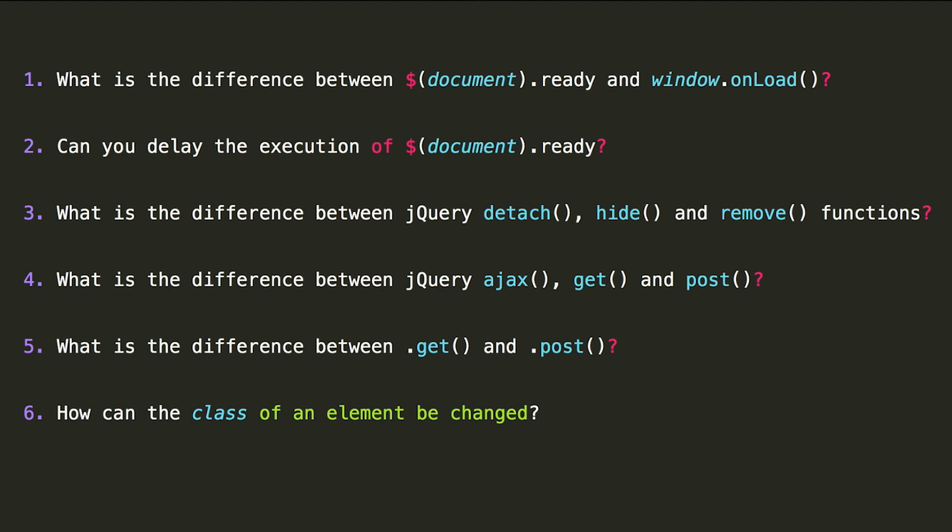You give it the name of a class. If the element doesn't have the class, it will add it to the element. If the element does have the class, then it removes it from the element. And that is the 3 different ways that you can change the class of an element in jQuery.